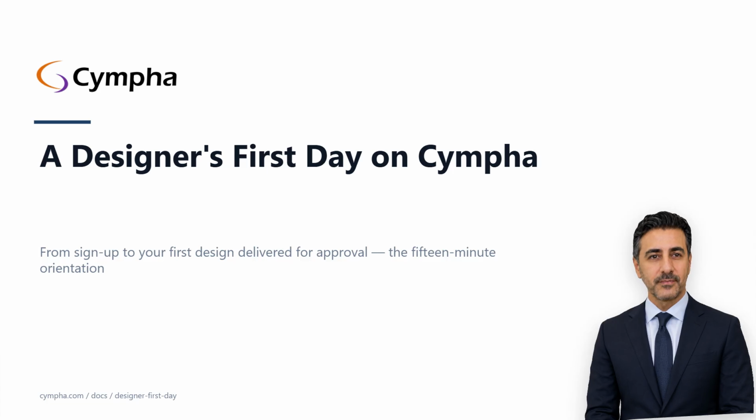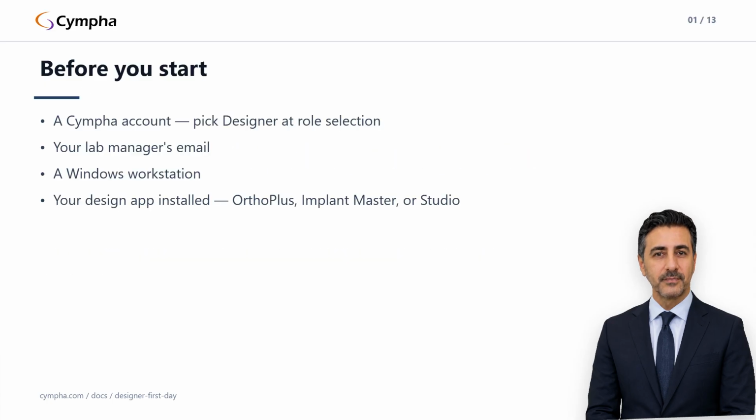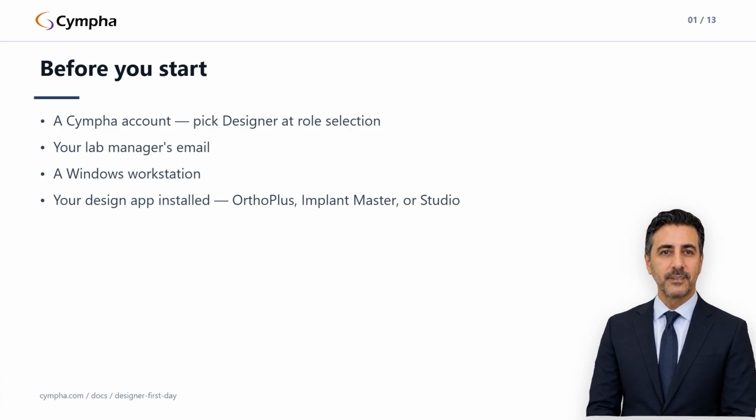For things on the desk before we start: a Cympha account. You'll create it in a minute if you don't have one, and the key moment is picking designer on the role selection screen. Your lab manager's email. You'll look them up by email, so the system knows which lab you're joining, and it has to be exact. A Windows workstation. The desktop apps you'll design in are Windows only, and so is the Cympha Agent Manager that ferries files between Cympha and those apps.